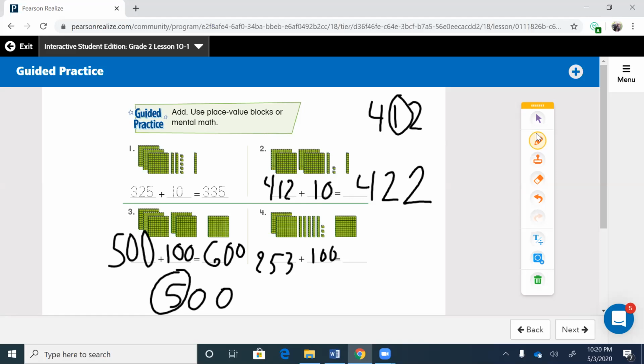Okay, I'm going to rewrite it neater. Circle the hundredths digit. The hundredths digit is going to increase by 1. That means add 1. So 2 plus 1 is 3. And our tens and ones stayed the same.